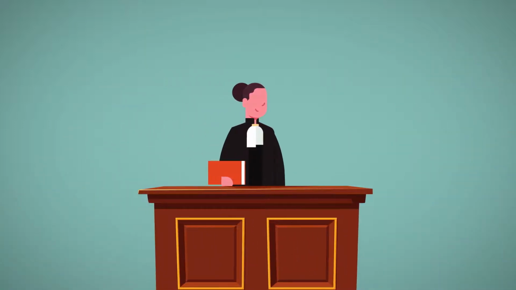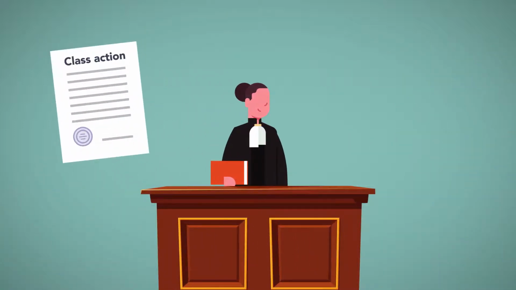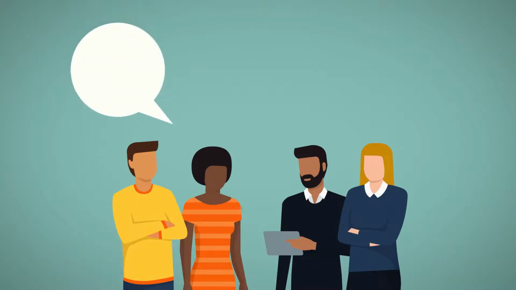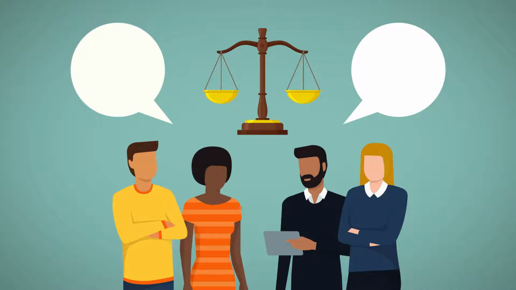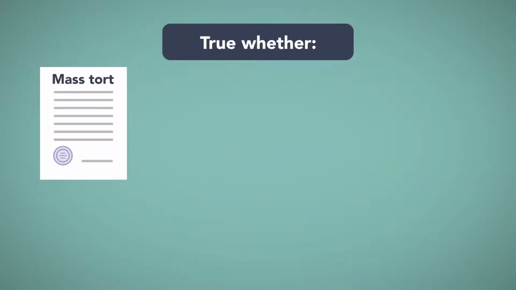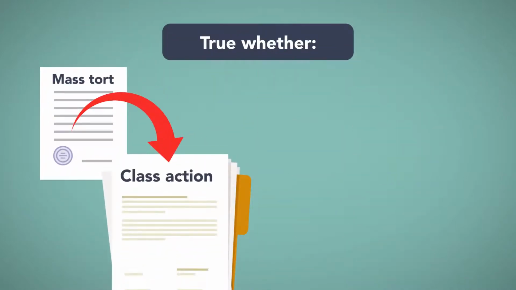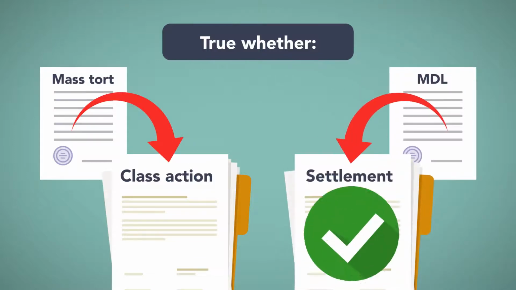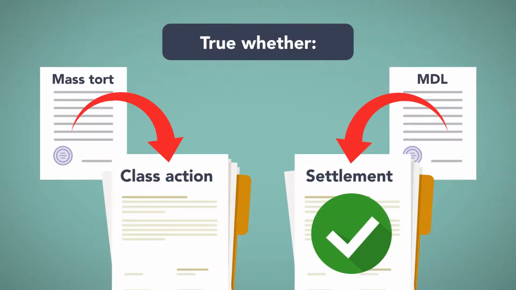A key distinguishing factor between settling a class action and settling a typical individual claim is that in a class action the judge must approve the settlement. The approval requires a process that is intended to ensure that all class members are treated fairly and given an opportunity to be heard. This is true whether a mass tort is first filed as a class action or aggregated into an MDL and later the MDL judge certifies a settlement class.